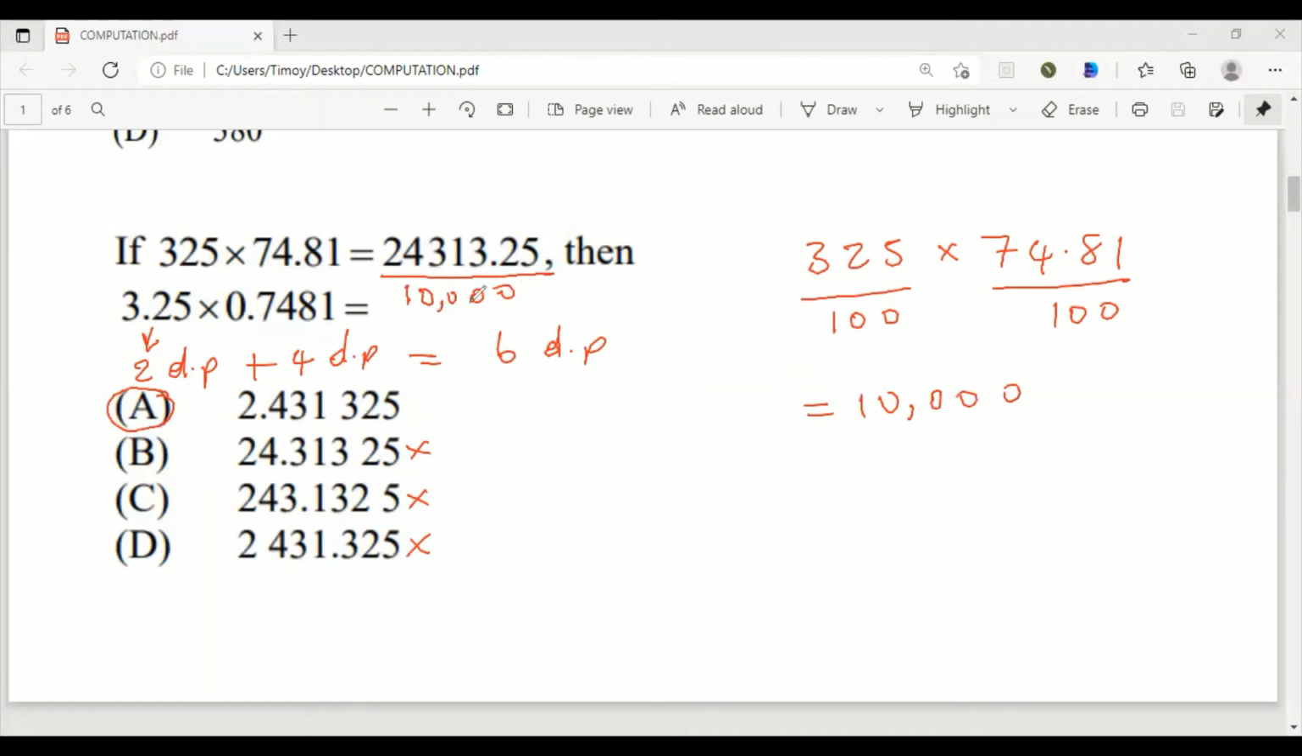Now, how many zeros do we have here? We have 1, 2, 3, 4. So dividing by 10,000, the zeros tell us how many jumps we should make to the left. So if we are going to jump to the left, it's going to be 1, 2, 3, 4. So where is now the decimal point? It's between 2 and 4. So clearly you can see that, therefore, the answer is going to be 2.431325. So that's how you would work it out.